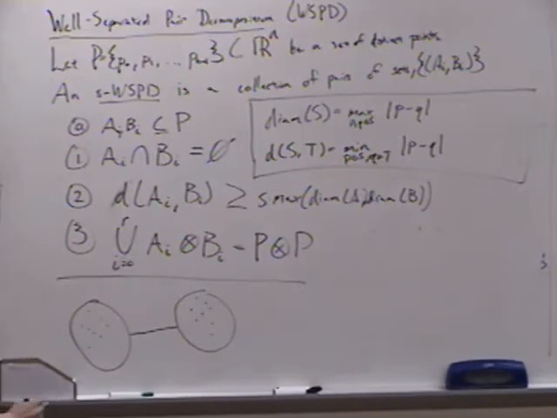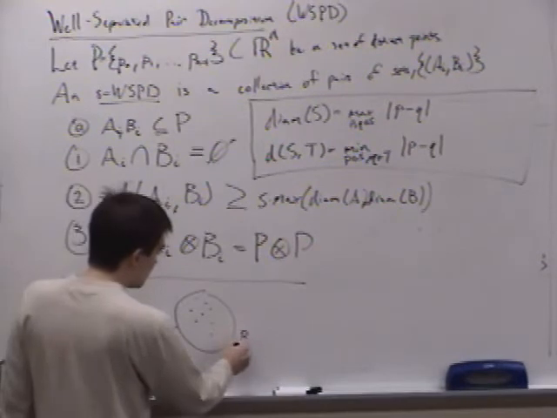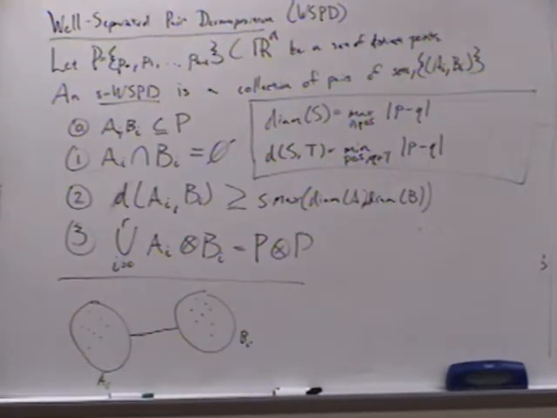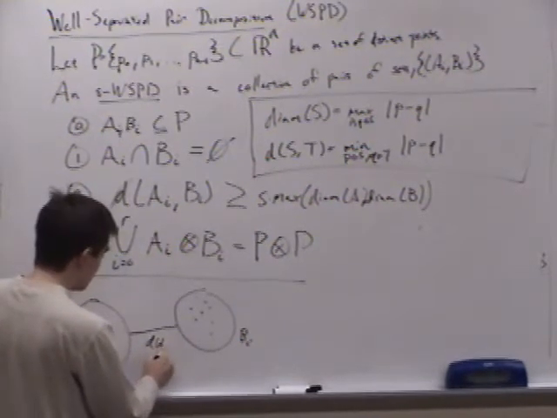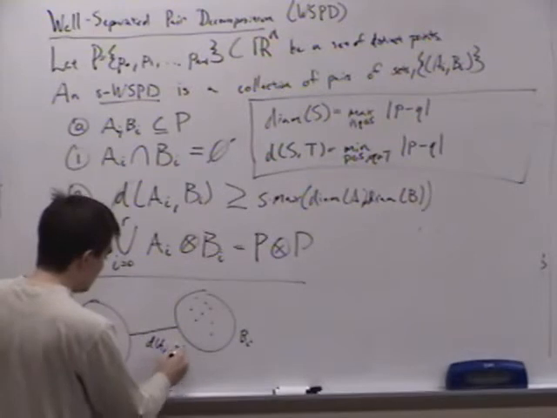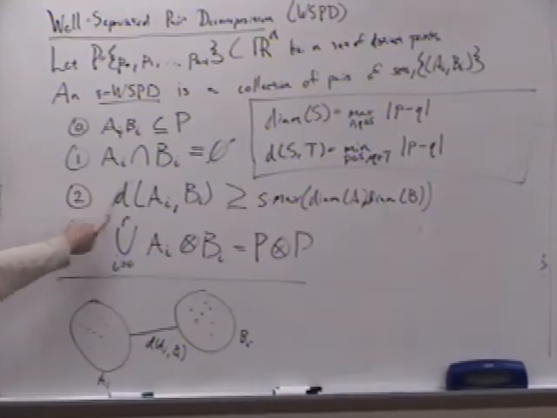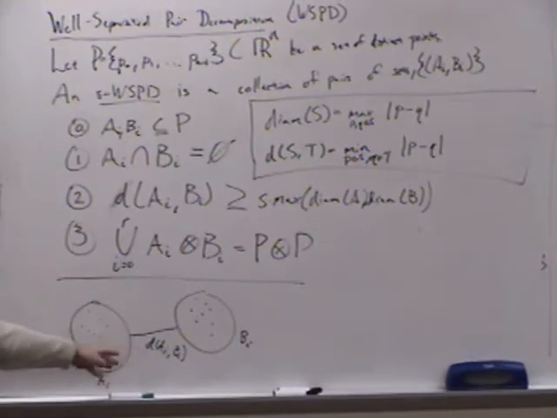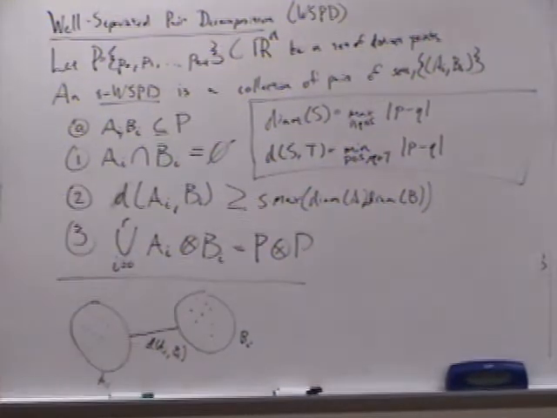And so this has to have the property that, suppose this one is A_i, this is B_i, right? Then this distance here is basically the distance between A_i and B_i. And we know from the second condition right here that this is greater than or equal to S times the maximum diameter of the 2 points.